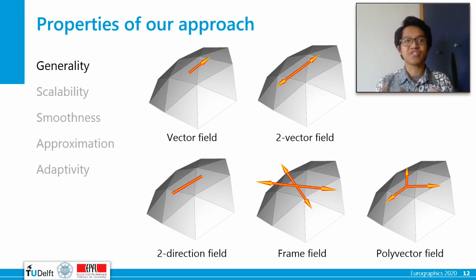And that seemingly straightforward approach turns out to have remarkable properties. First, the approach is general, meaning it's applicable to a whole range of tangential fields and discretizations. Only a Laplacian needs to be available. In the paper, we demonstrate three different fields: the vector field, n-RoSy field, and tensor fields.